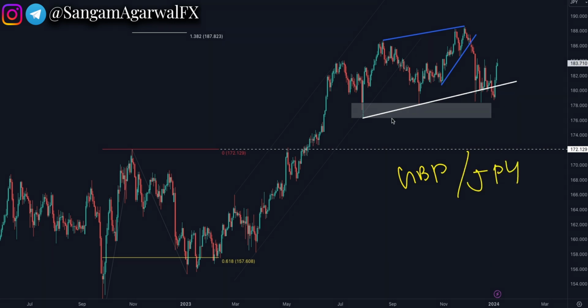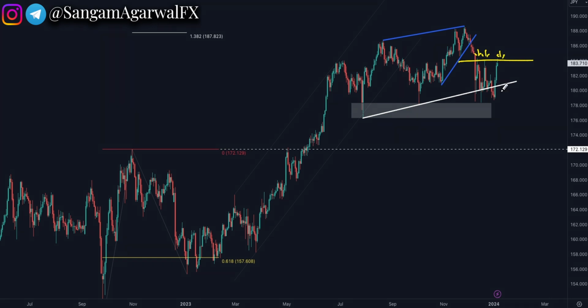GBPJPY daily chart, price showing fake breakout on trend line, struggling, but you are seeing strong rejection at 183 static horizontal resistance. So after this drop, this is your sideways correction. If price shows more rejection from 183, then you can sell. On breakout of 178, you can sell more on retest and ultimate target 172.